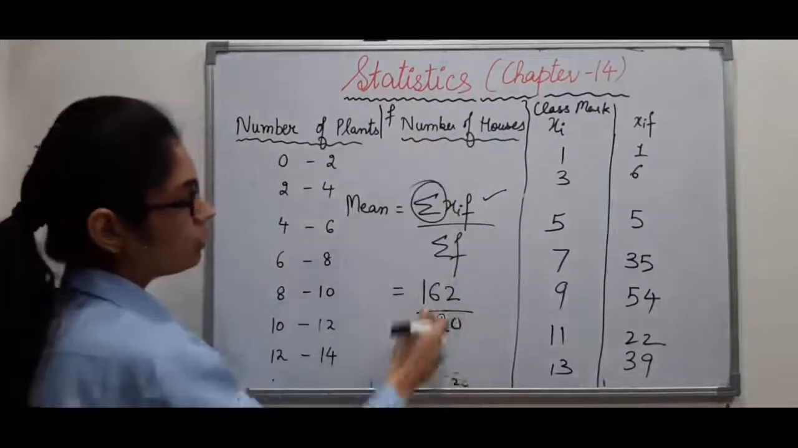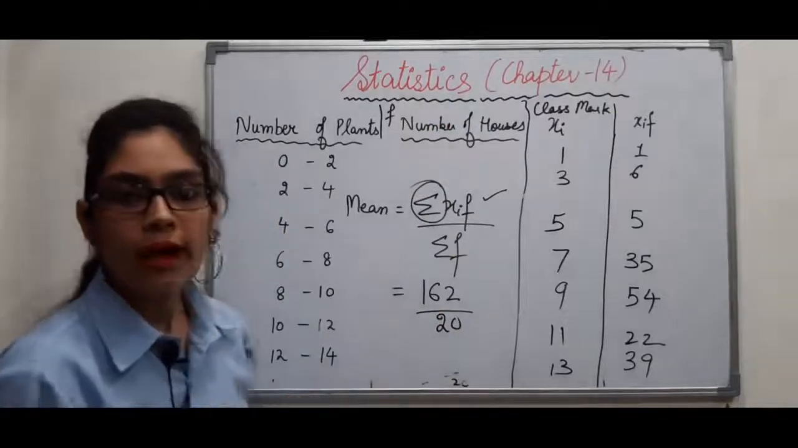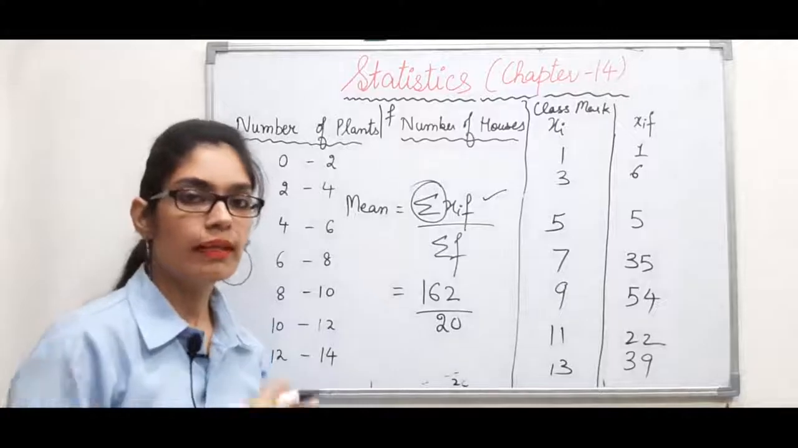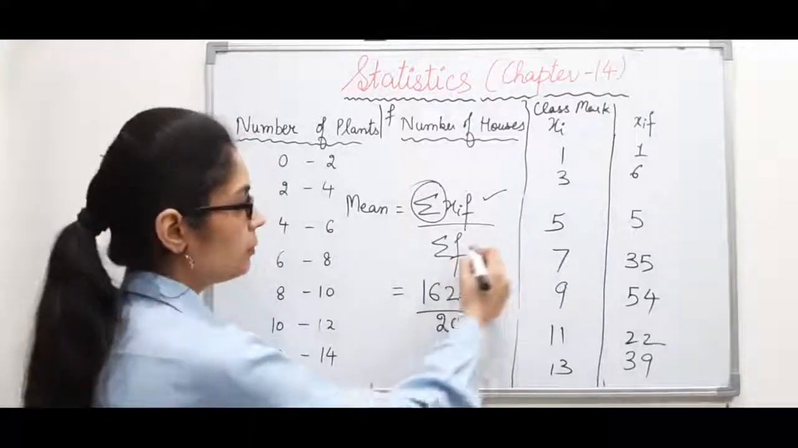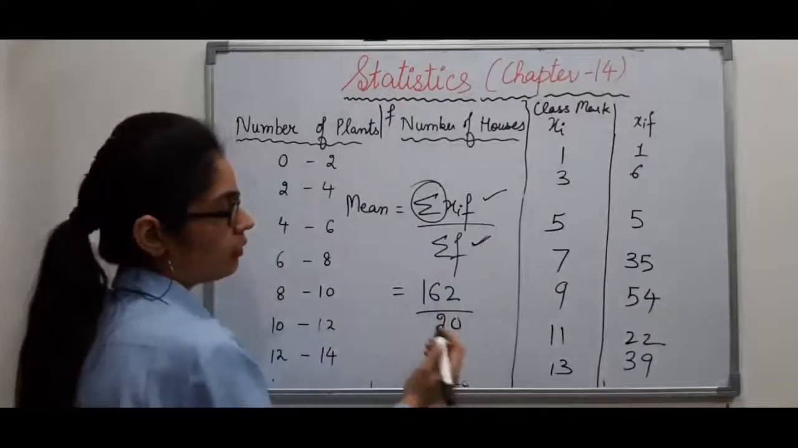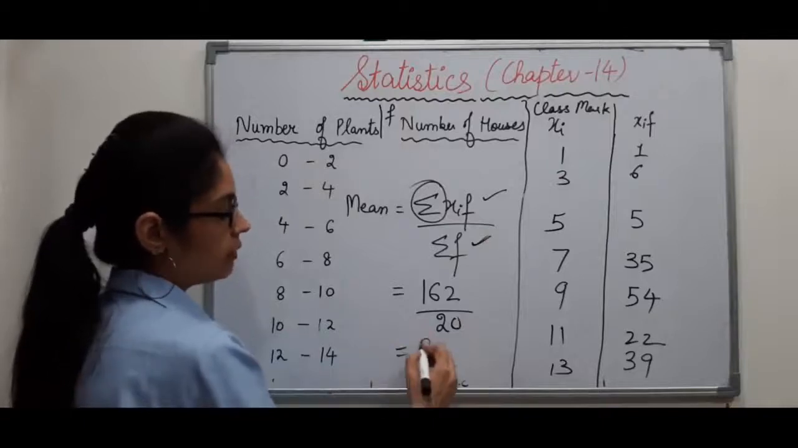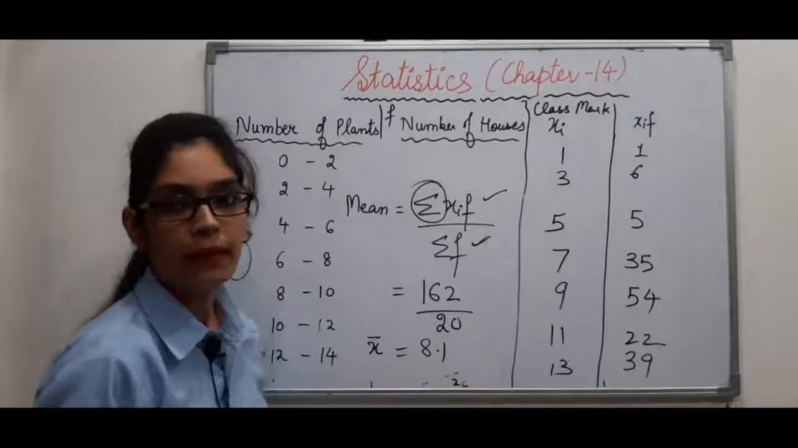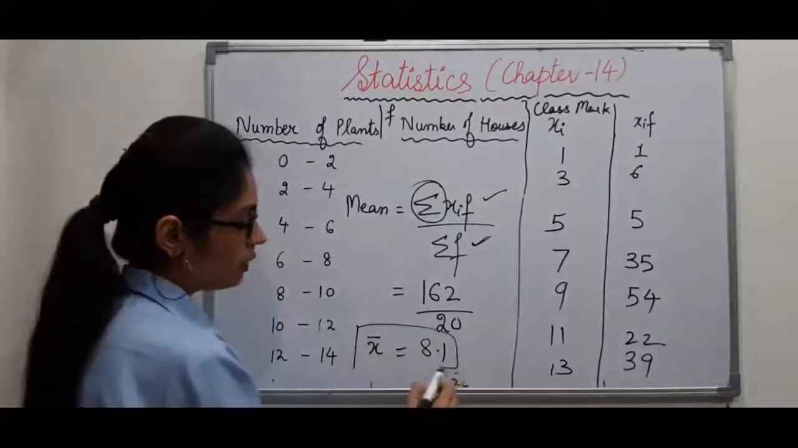So the number of houses was written, you have to add all this, and mostly it will be given in the question also. So the given data was for 20 houses. That's why summation of f is 20. We can do its calculation and we'll get 8.1. So mean, it is represented by x bar, and x bar equals 8.1.